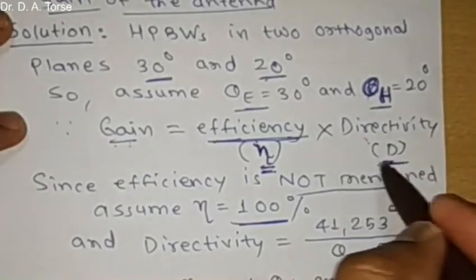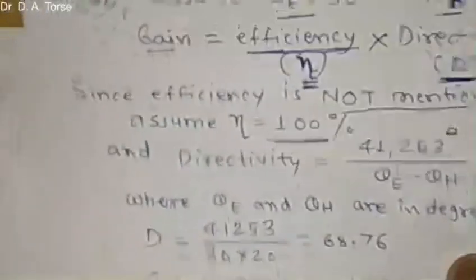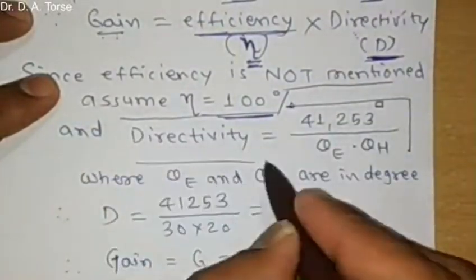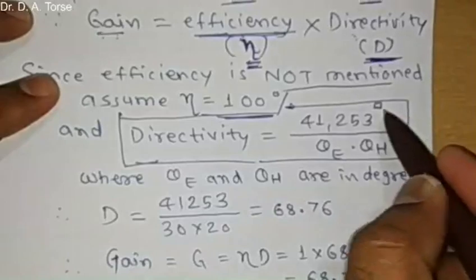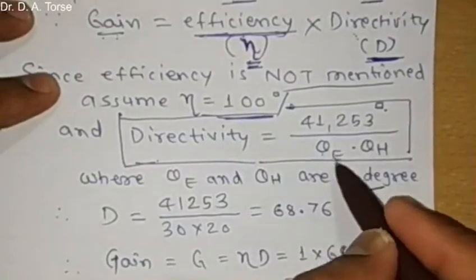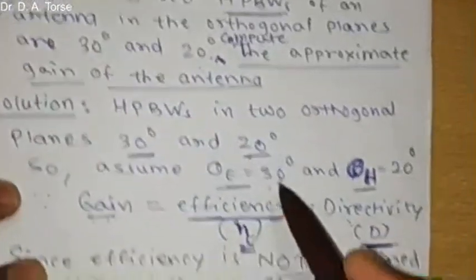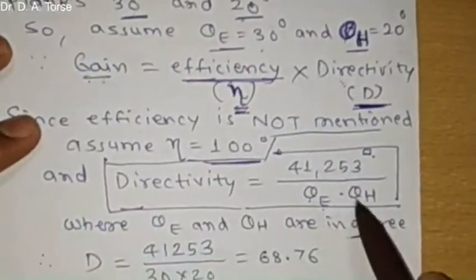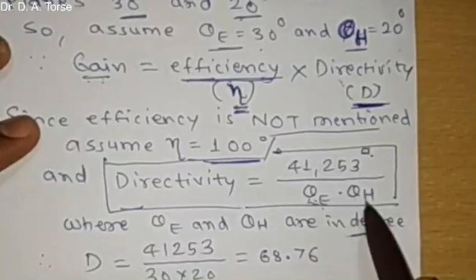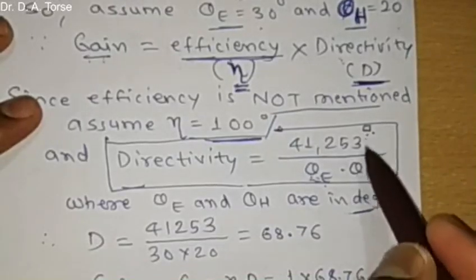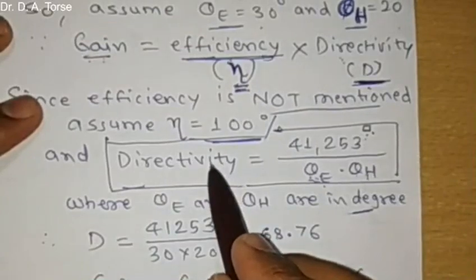So now the task is to find out the directivity, and the approximate directivity of an antenna is given by the formula 41,253 square degrees divided by the product of these two angles in degrees. So theta E, which is 30 degrees, and theta H, which is 20 degrees, the product of these two in the denominator. Since these two angles are in degrees, the product is degree square, which is nothing but square degrees. So this is again a ratio of two identical terms, thus directivity is a dimensionless number.